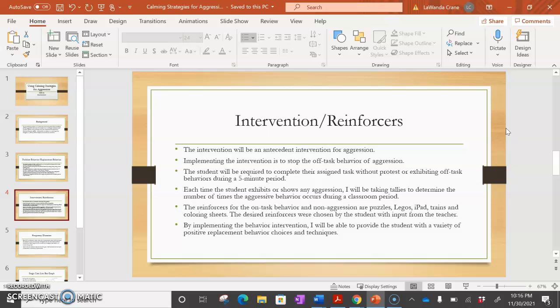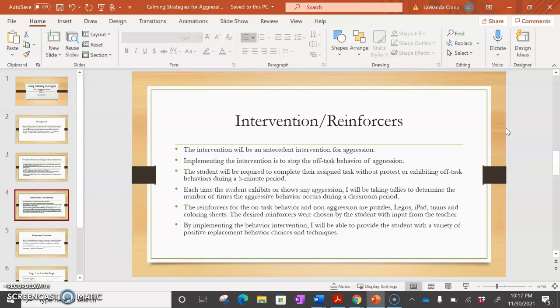Interventions and reinforcers. The intervention will be an antecedent intervention for aggression. Implementing the intervention is to stop the off-task behavior of aggression. The student will be required to complete their assigned task without protest or exhibiting off-task behaviors during a 5-minute period. Each time the student exhibits any aggression, I will be taking tallies to determine the number of times the aggressive behavior occurs during a classroom period.